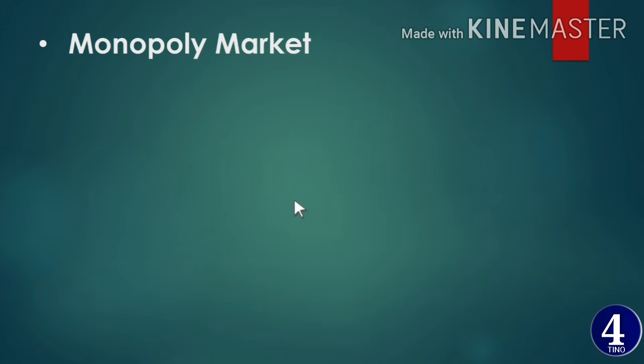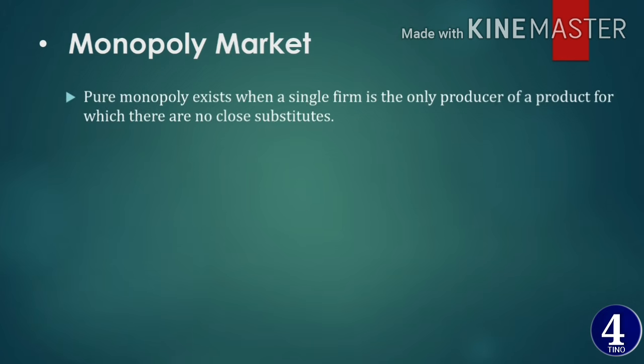As the word itself indicates, it is mono in the sense of single or one, right? So as you may expect, pure monopoly exists when there is a single firm or a single seller. There is only one producer of a given product, and there are no close substitutes. You can get that product only from that seller.